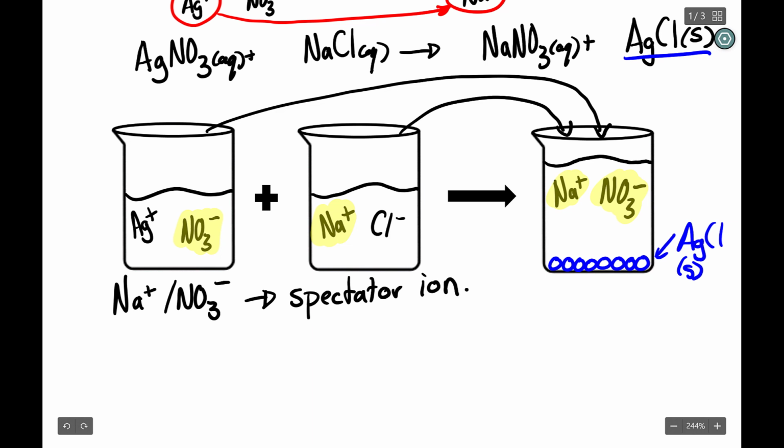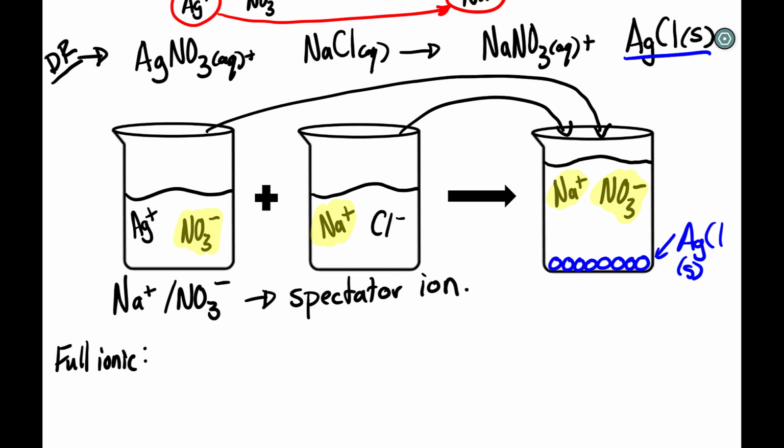Now, why would we include spectator ions in a chemical reaction? The answer is we shouldn't. They're not doing anything. So I'm going to show you two different types of ways of showing this double replacement reaction. I'm going to show it first as a full ionic, which really shows exactly how everything would appear at the molecular level, and then we're going to change that into a net ionic.